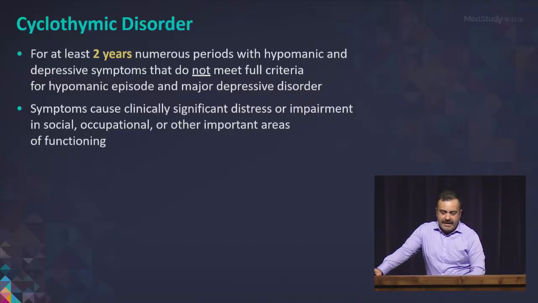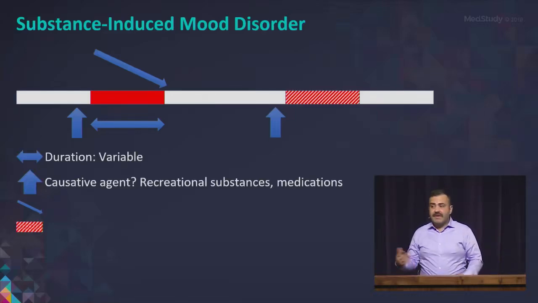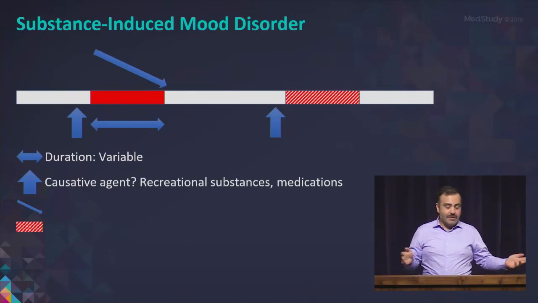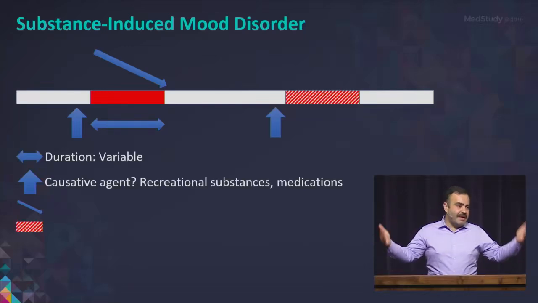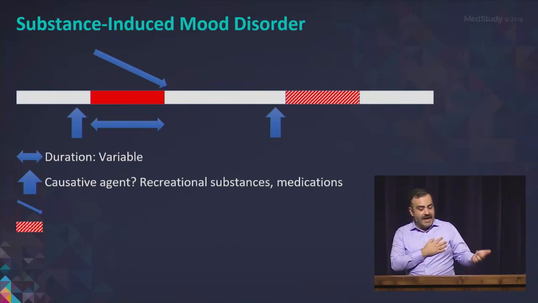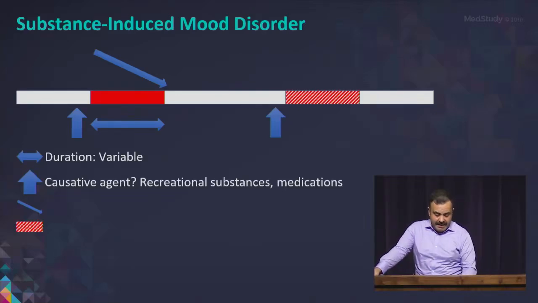And in terms of treatment, I didn't go through treatment or diagnosis because I don't think it will show up on your test. Substance-induced mood disorder is a very important topic that will come up. In terms of variation or duration of the course of the disorder, it highly depends on the substance that has caused it. The causative agent can be a recreational drug or it can be a medication.